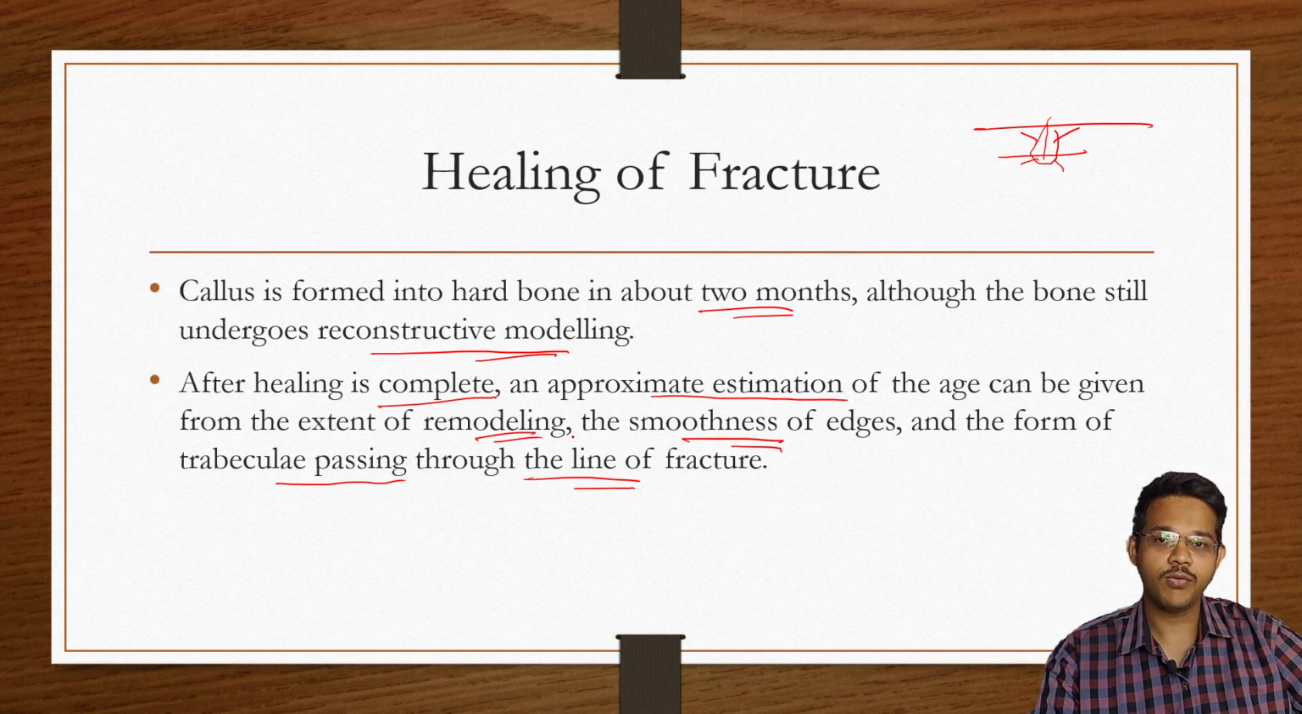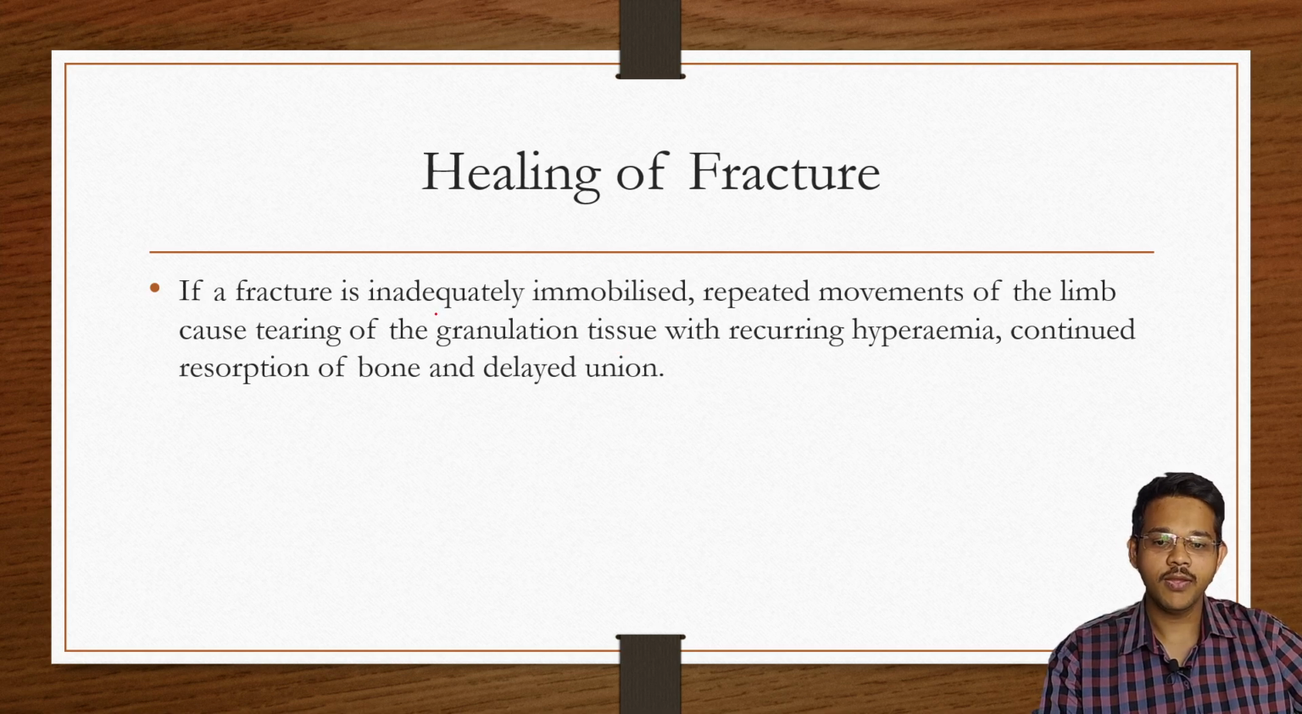This is also helpful in dead bodies: if a fracture is seen and there is remodeling present, that indicates that old injuries are present. If a fracture is inadequately immobilized, repetitive movements of the limb causing tear of granulation tissue may occur with recurring hyperemia. Then there is continued resorption of bone and delayed union will occur.